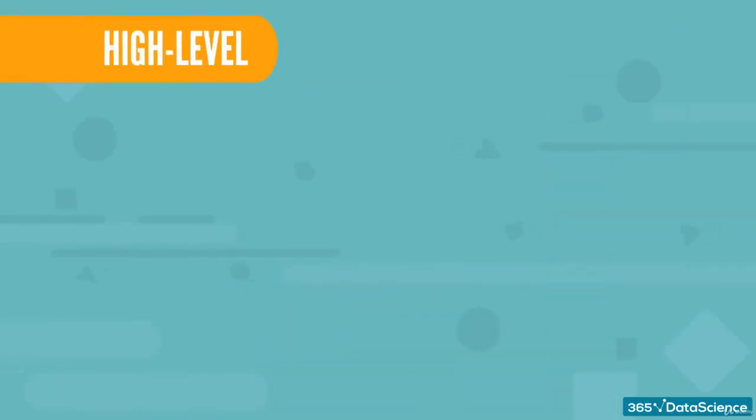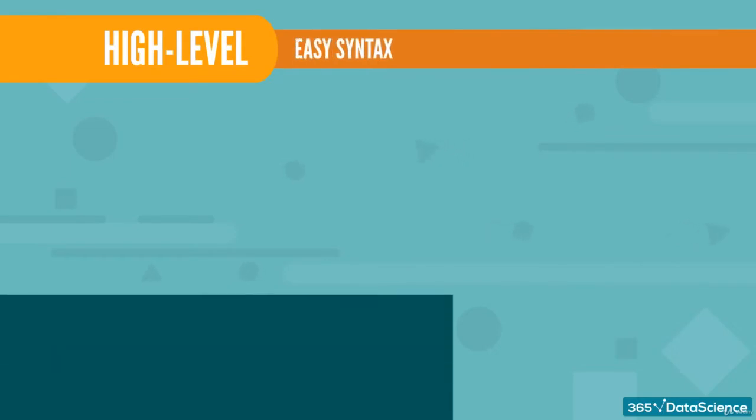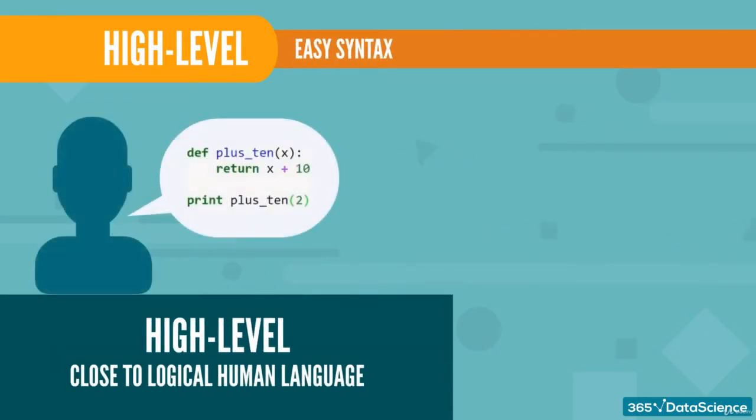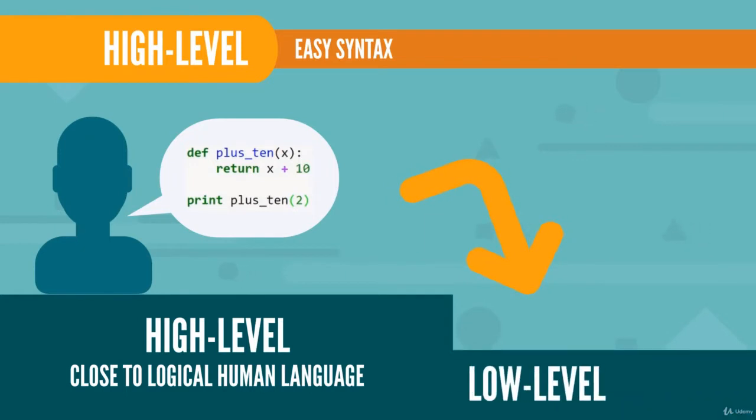High level. That's a bit more technical, but loosely explained, it has an easy syntax which is close to logical human language, and which is later translated into lower-level languages or even zeros and ones. For example, the NumPy package goes through the programming language C, and that's why it is so fast.